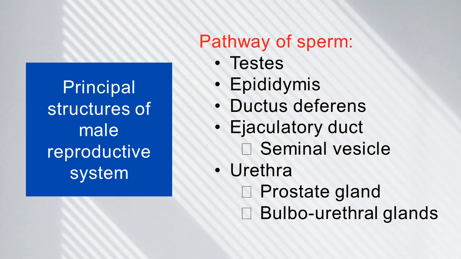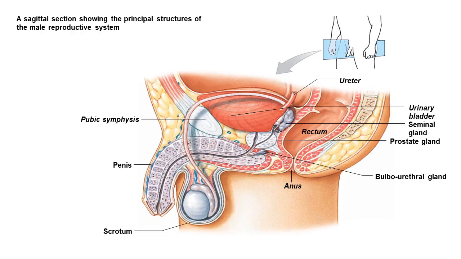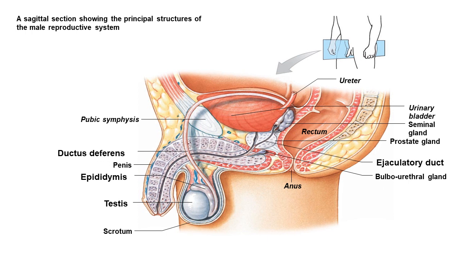So, how do we understand the principal structures of the male reproductive system? Okay, easy. The answer is by understanding the flow pathway of the sperm, from the testis until the urethra. So the sperm pathway starts from the testis, then it moves to the epididymis, then goes to the ductus deferens, and after that to the ejaculatory duct, then the urethra.